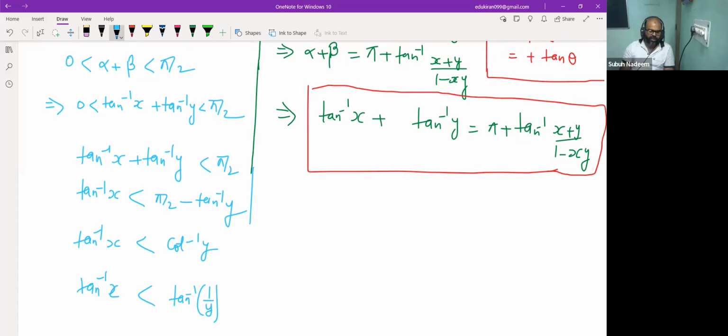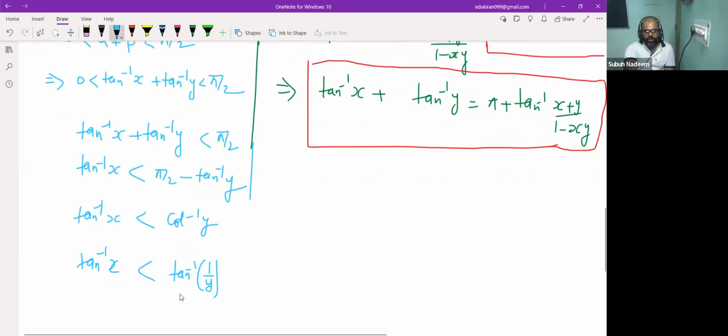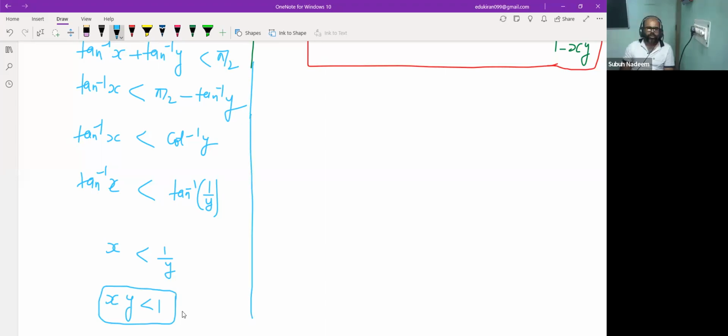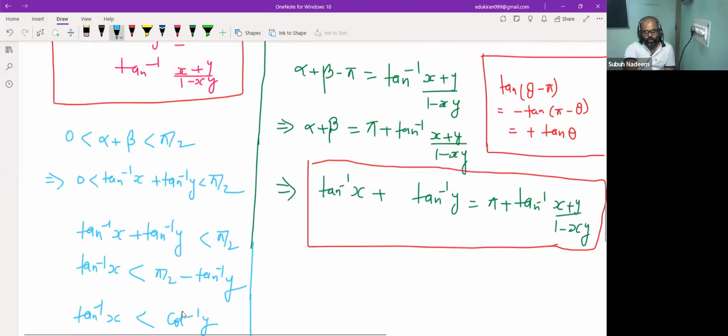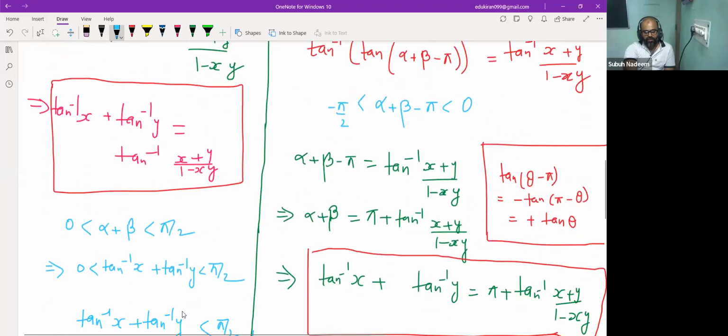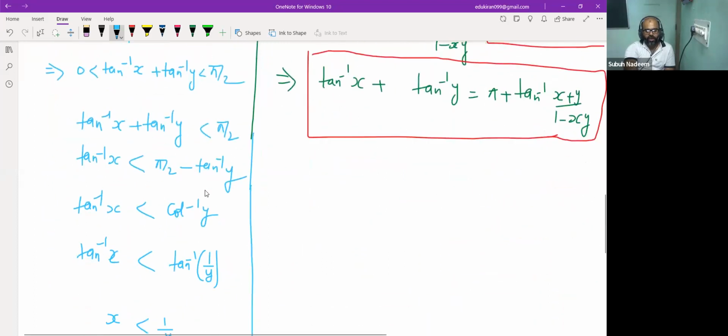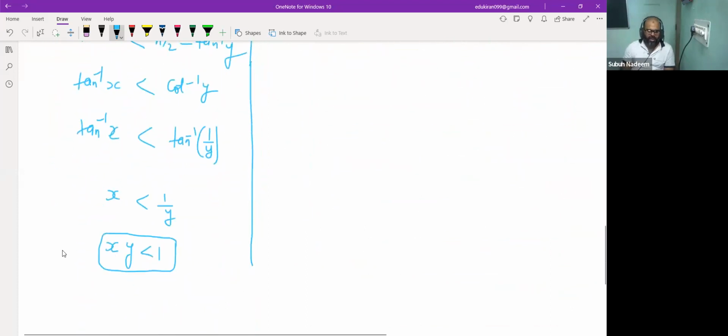And here we are taking x and y as positive. So this is what we have, which means if we remove tan inverse, x is less than 1 by y. So xy is less than 1. So this is how the condition on alpha beta changes to the condition on xy. So we say that tan inverse x plus tan inverse y is equal to tan inverse of (x plus y) by (1 minus xy), when xy is less than 1 and also x positive, y positive, because we are taking alpha beta greater than 0.